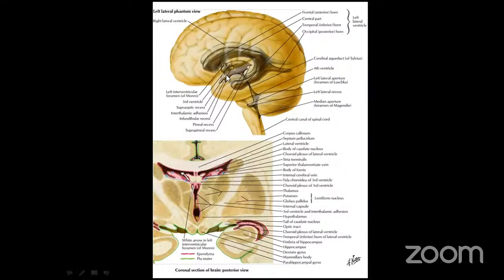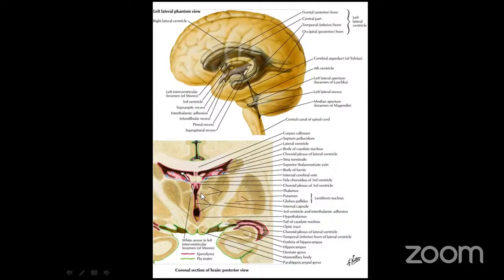And from this arises the cerebral aqueduct of Sylvius that lies behind the midbrain, going on to the region of the pons and medulla oblongata, where lies the fourth ventricle. And finally, the fourth ventricle has got three openings: a posterior midline opening known as the foramen of Magendie, and two lateral openings known as the foramina of Luschka.